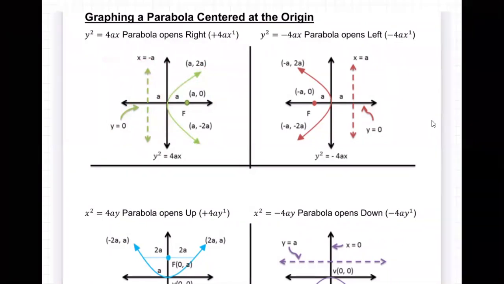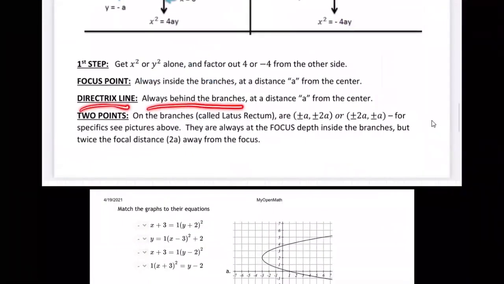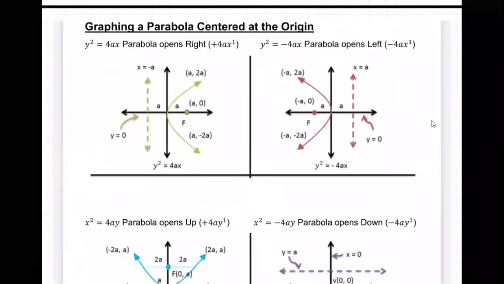So where is it? It's always behind, whereas the focus point is inside the branches. See how the focus point is inside the branches, directrix line is behind. Same distance for both the focus and the directrix line. It says that right down here in the steps. The directrix line is always behind the branches at a distance A from the center, just like the focus was A from the center. That's why that A is so important. It tells you how far to the focus on one side, how far backwards to the directrix on the other. And so the directrix line, again, right back here, A.